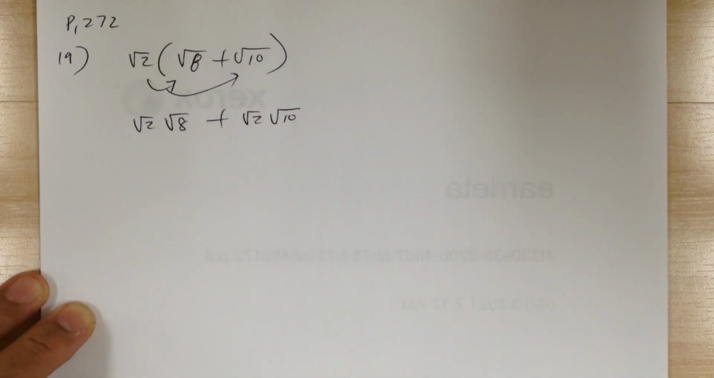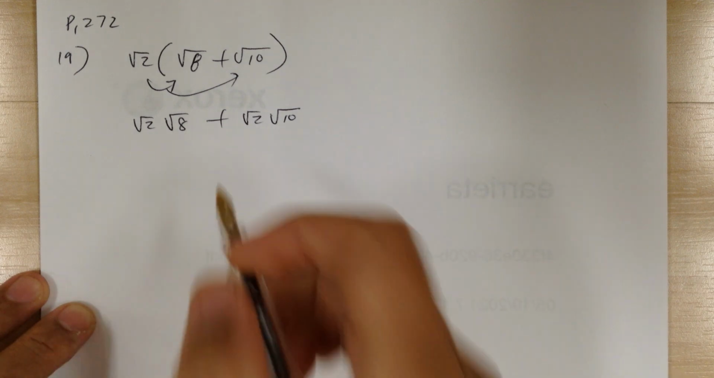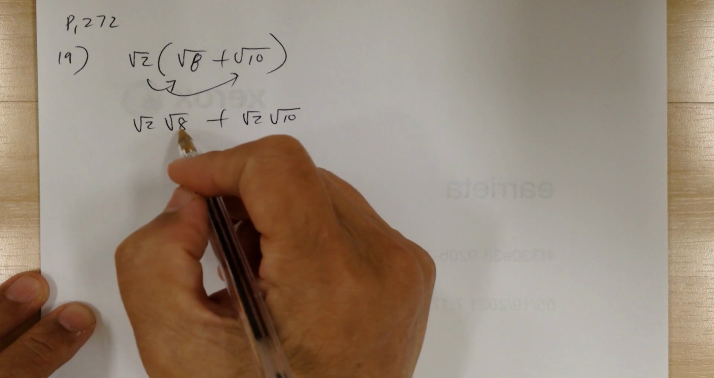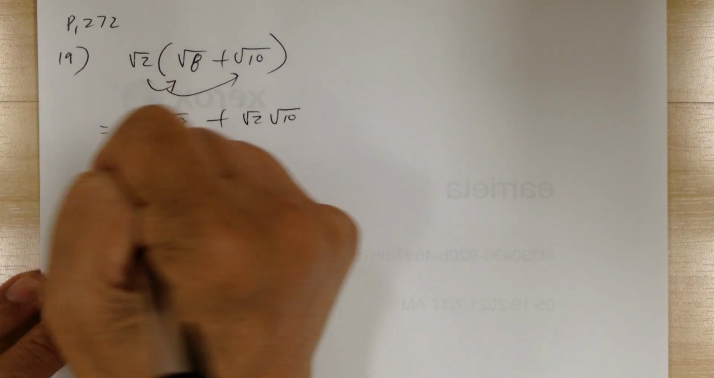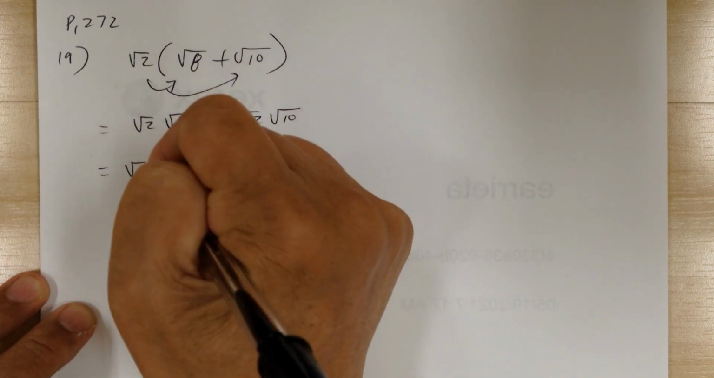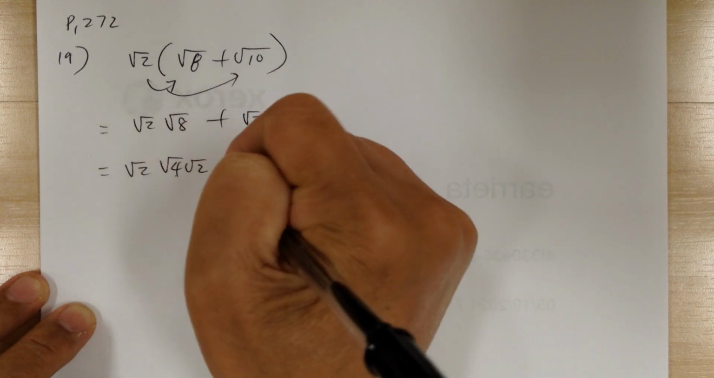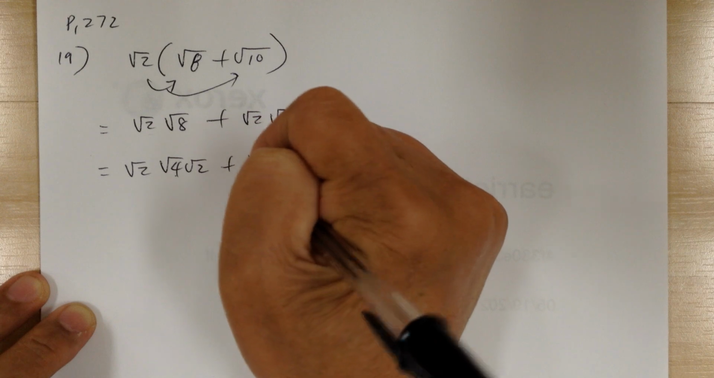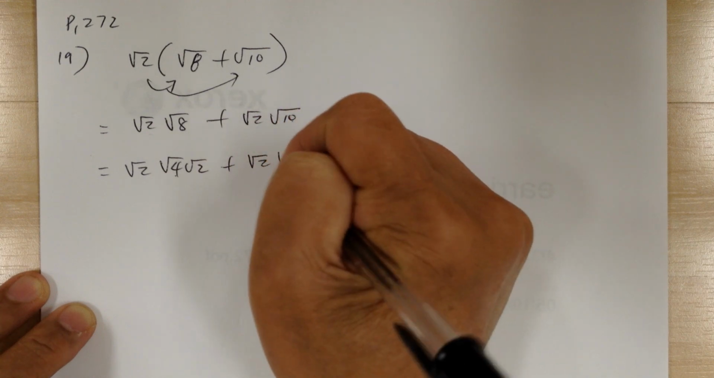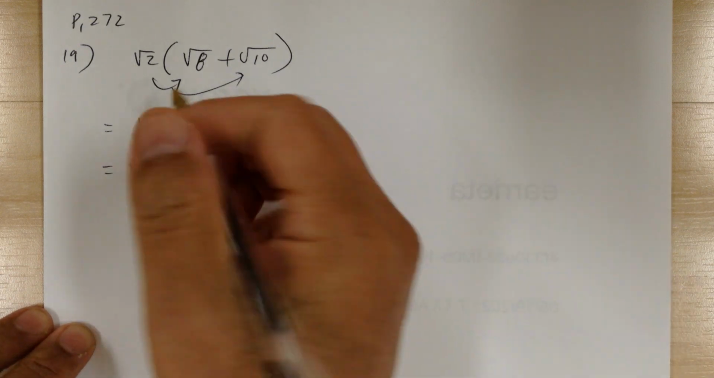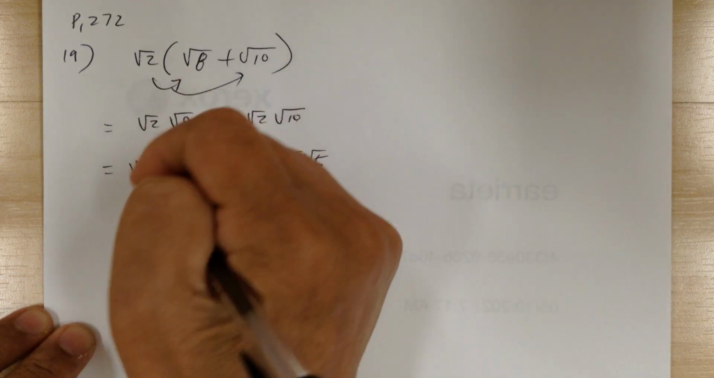Okay. Now, instead of multiplying big numbers, what you want to do is break it down into smaller bits and pieces. So this can become square root of 2 times square root of 4 and square root of 2. Again, try to take out the perfect squares. The 10, you can break into 2 and 5. And that way you can gather your terms, okay? Gather your factors, I mean.